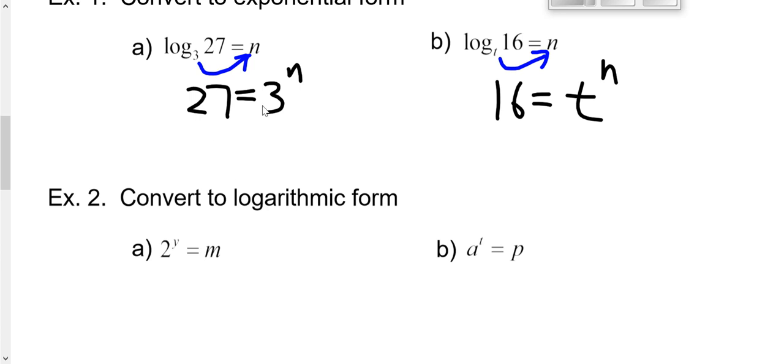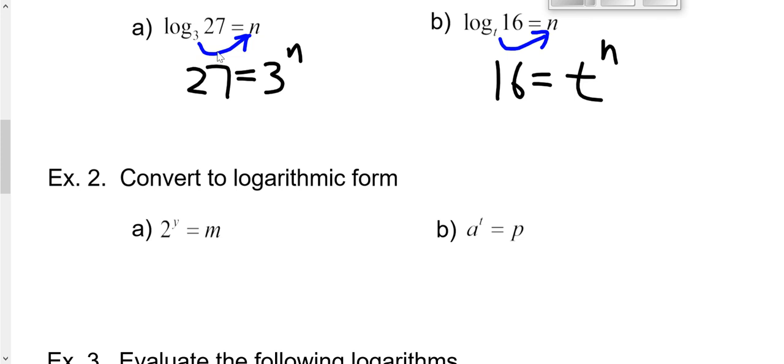So if you look at this, you have 27 equals 3 raised to the power of n. If you take the 3, this space here for this exponent, and move it down here, and then you can convert this into a log. The exponent becomes the answer, or whatever you have on this side. So I'll just leave that here like this.